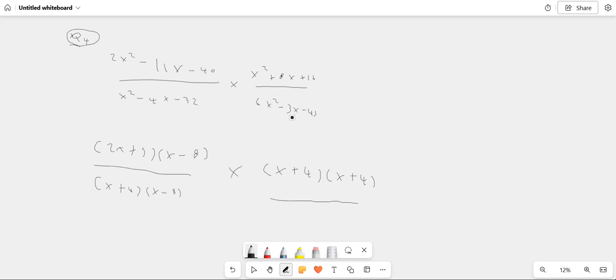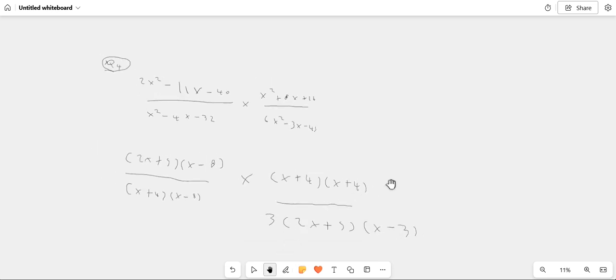And then put that into polynomial, and you're gonna get the two brackets here. So it'll be 3 here, and then 2x plus 5, and then x minus 3 here. If you don't take out the 3 first, it will still be fine, but you have to take out 3 after.